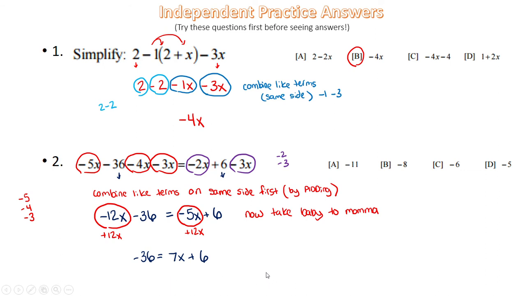Okay, now I'm ready for my rectangle triangle to solve for x. So my rectangle is 7, my triangle is plus 6. So I'm going to subtract 6 on both sides to be negative 42, and then divide by 7. So your final answer is negative 6. Hopefully you got these two.